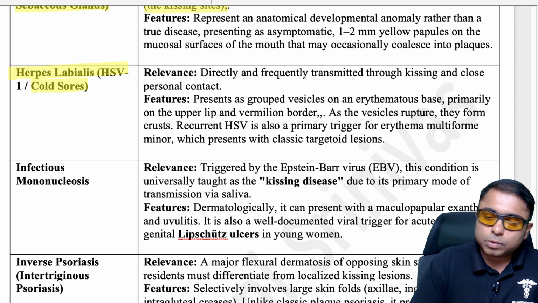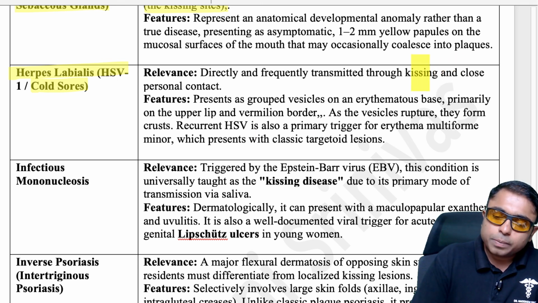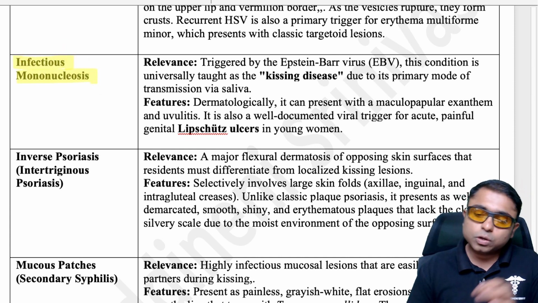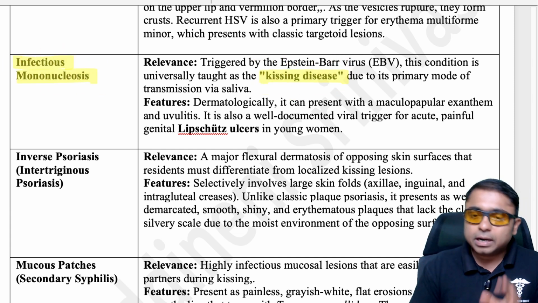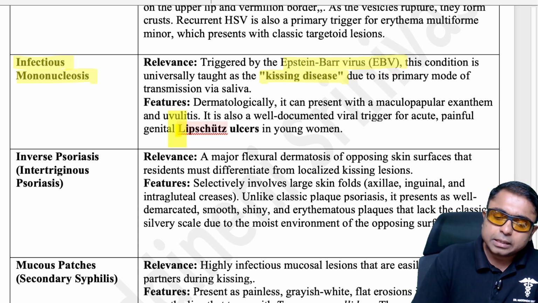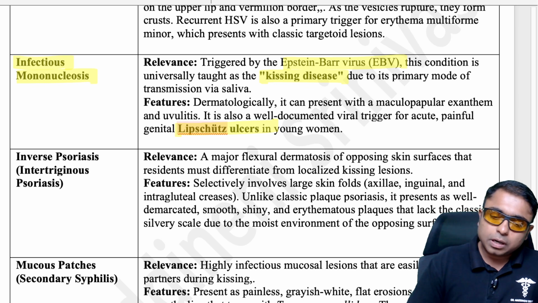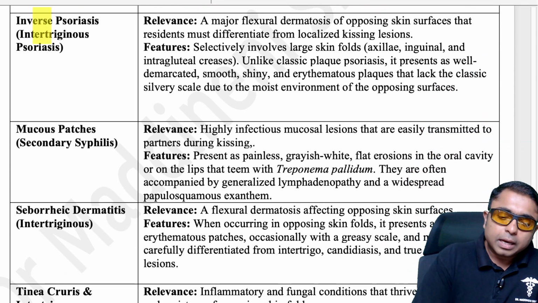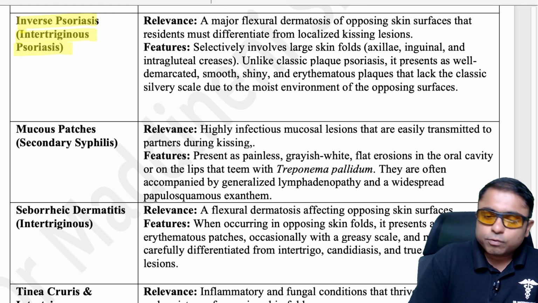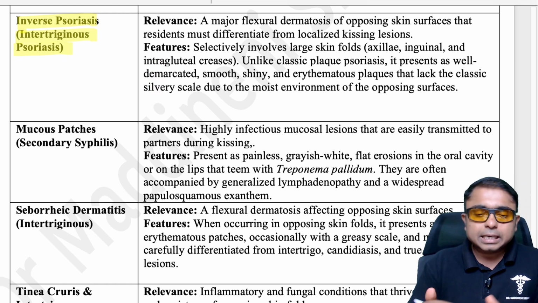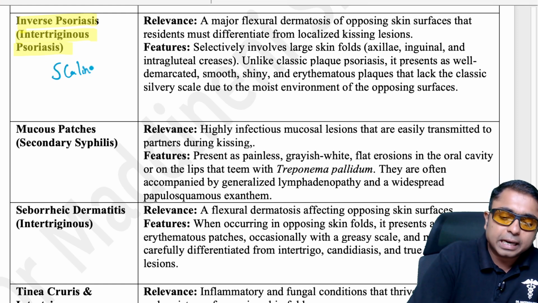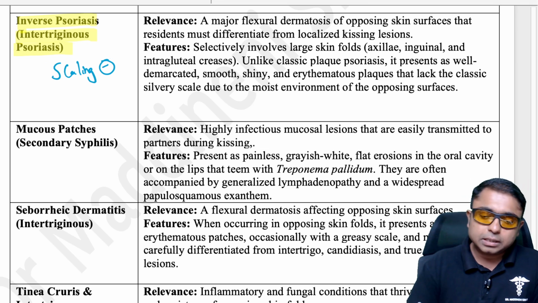Here HSV-1 is the most common culprit, where it is transmitted because of kissing. Next is infectious mononucleosis. It is also called the kissing disease or glandular fever. So it is due to the Epstein-Barr virus, and also in Lipschutz ulcers this particular condition is associated. Next, inverse psoriasis, which is also called intertriginous psoriasis. So here the involvement is in the skin folds, and the classical point related to inverse psoriasis is the absence of scaling. Scaling, which is very classical in psoriasis, can be absent in this condition.